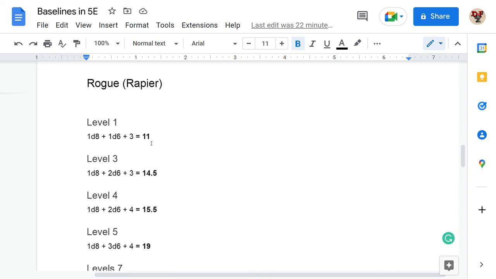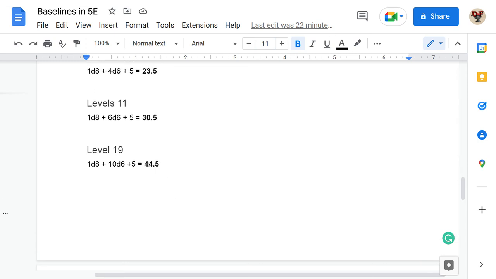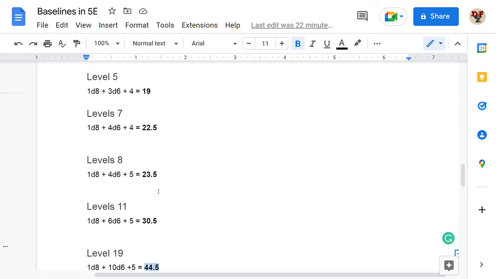This gives you a starting point at level 1 of 11, and an ending point at level 19 when sneak attack stops scaling of 44.5. Again, we're dealing in averages here, and this does not take into consideration the larger amount of crits. Not the larger amount of, but the more significant impact of crits on a rogue.